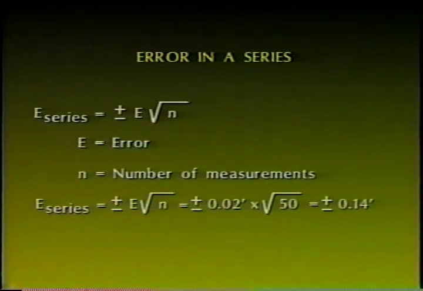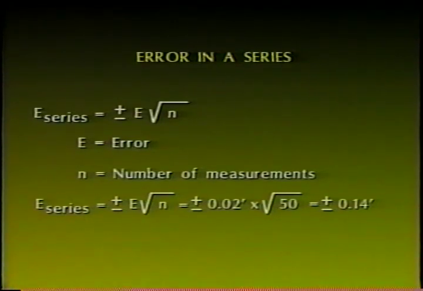Suppose that when a party chief and his chainmen use a 100-foot tape, there is a plus or minus 0.02-foot error from all the error sources. What would be the error if this team had to measure a 5,000-foot distance? In this case, the number of tape lengths in this 5,000-foot distance is 50, and the error of this series would be equal to plus or minus the error, which is 0.02 feet, times the square root of the number of measurements, which is 50. The answer would be plus or minus 0.14 feet. Using a similar technique for each of the 50 tape lengths in a 5,000-foot distance will produce an error of plus or minus 0.14 feet.